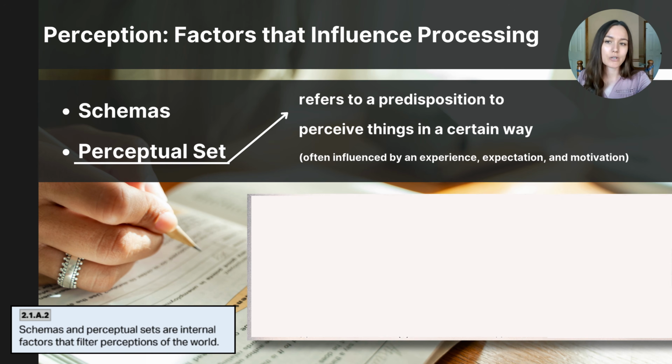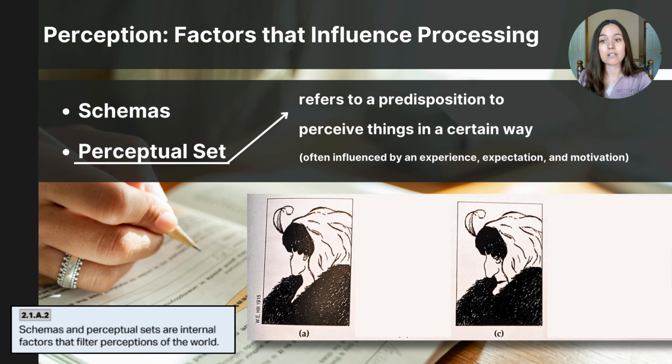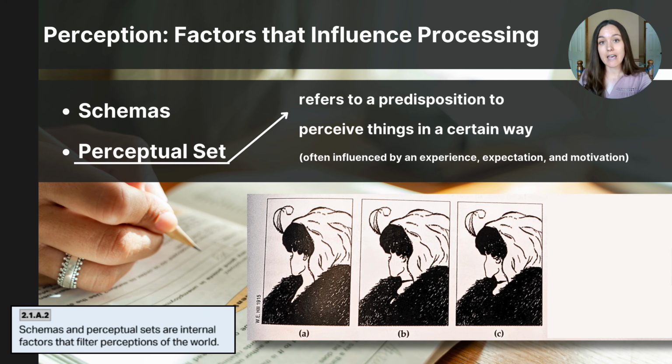On the screen are two examples of perceptual sets that will shape the way you interpret the images. Show a friend either image A or C. Then show them the image labeled B. Having seen A or C first will influence how they perceive image B. This is a perceptual set. Seeing one of these images first will affect whether or not they perceive image B as a young woman or an older woman. Here's another example.